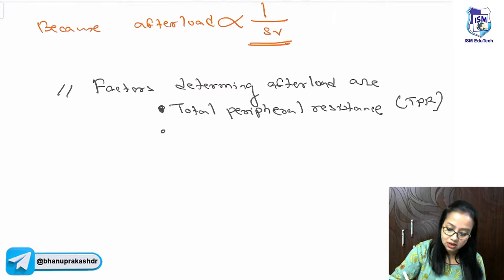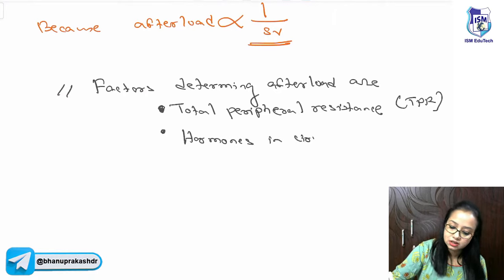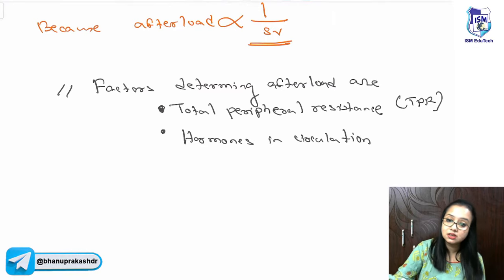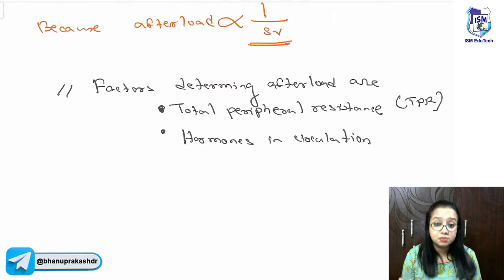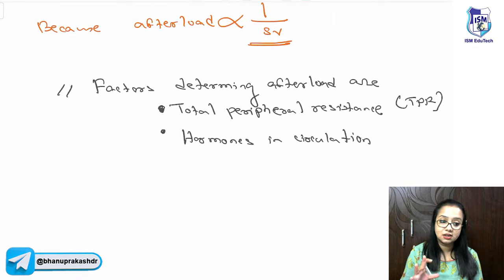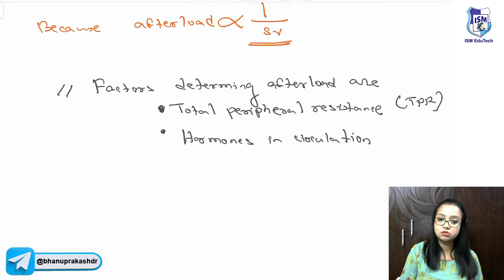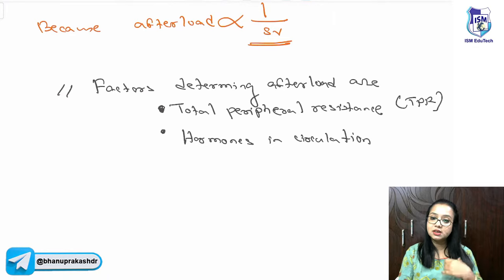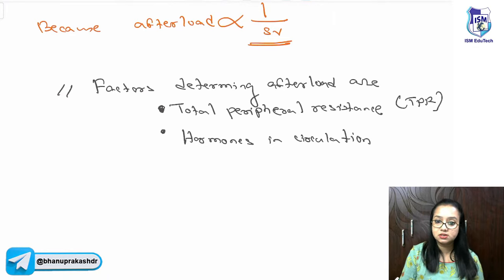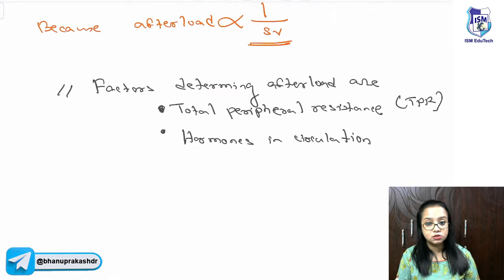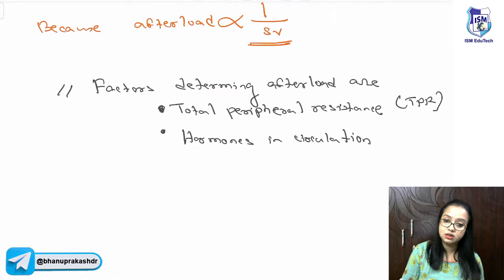Total peripheral resistance and hormones in circulation. How hormones in circulation? Because hormones like catecholamines, especially epinephrine and norepinephrine, and also angiotensin too, those kinds of hormones are very potent vasoconstrictors. So if they are present in the circulation more, there will be vasoconstriction. Vasoconstriction will increase total peripheral resistance. Okay. So this is our control of the stroke volume, and if stroke volume is altered, cardiac output will also be altered.